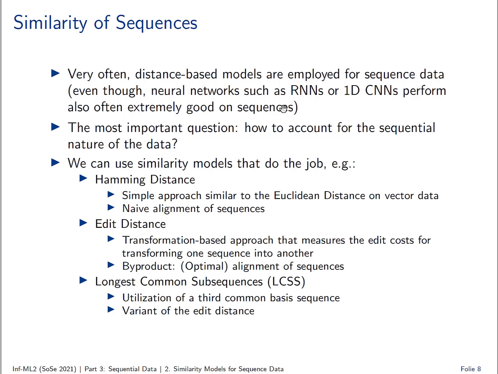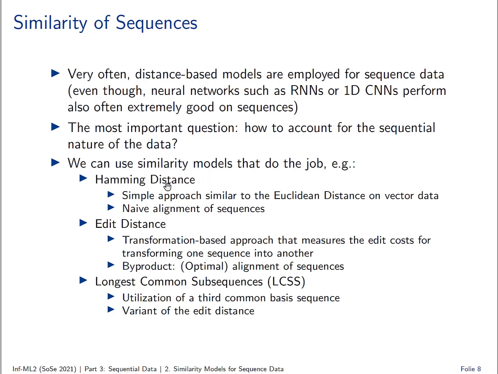So the most important question, as we just said, is how to actually account for the sequential nature of the data, how to account for the fact that the order, the sequence of columns, now gives you more information, has some kind of semantics. Of course, as we already said, we can use different similarity models that do the job, and here is the overview of the 3 that we want to present to you.